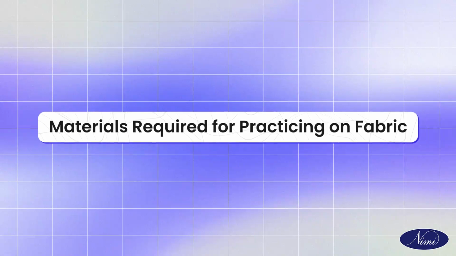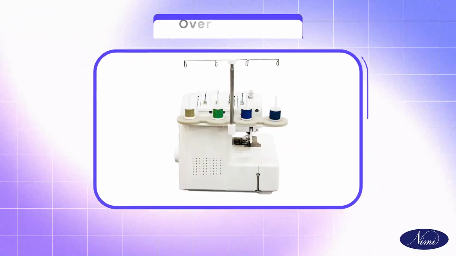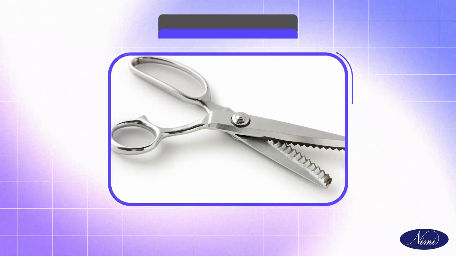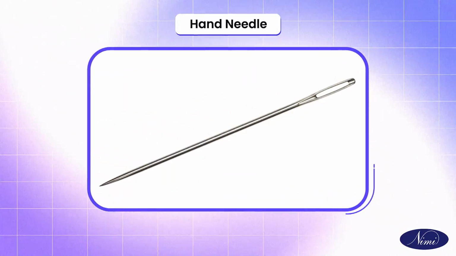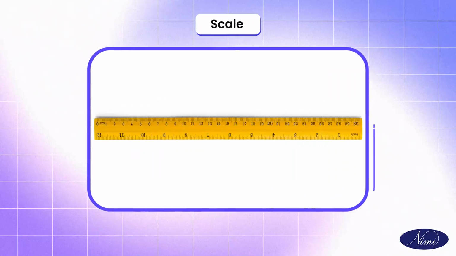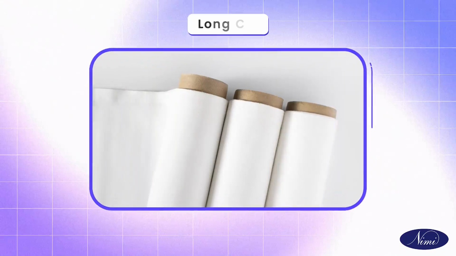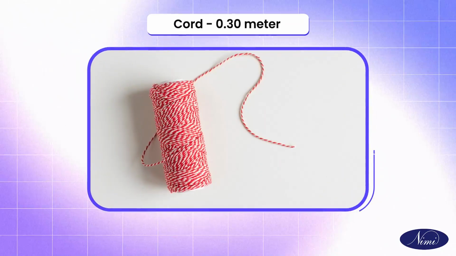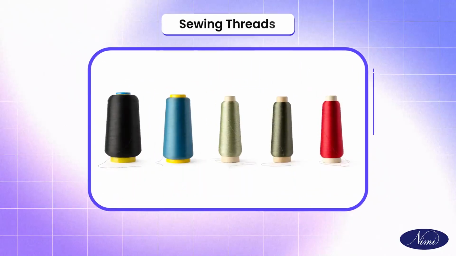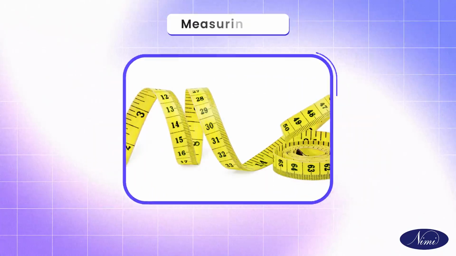First, let's look at the materials required for practicing on fabric. Single needle industrial lock machine, overlock machine, pinking shears, hand needle, scale, shears, long cloth of 1 meter, cord 0.30 meter, sewing threads, dressmaker's gauge, measuring tape.